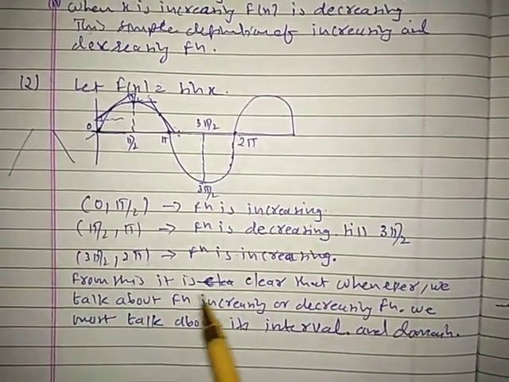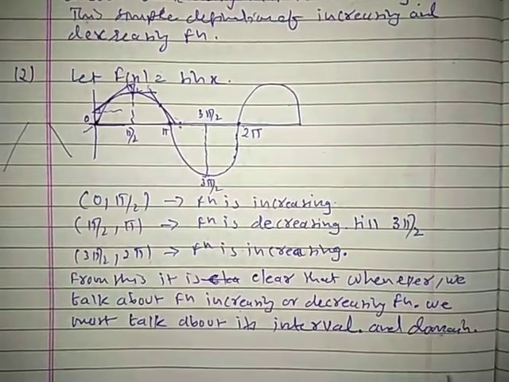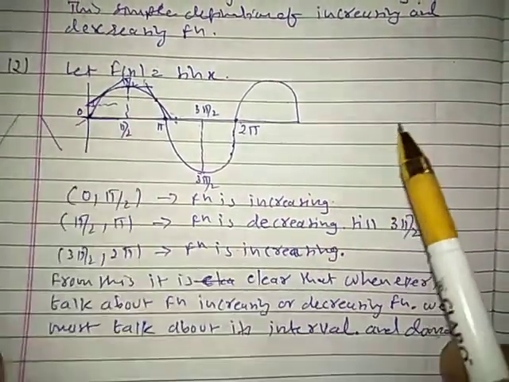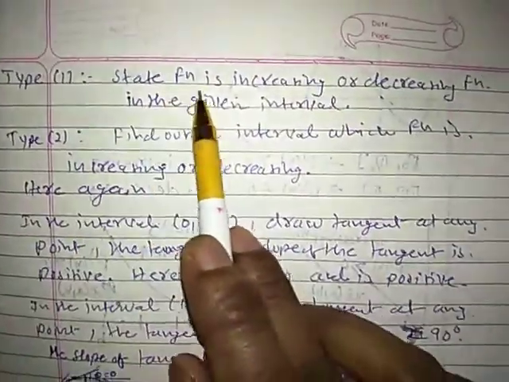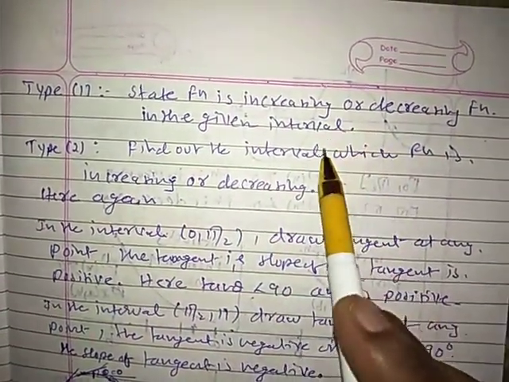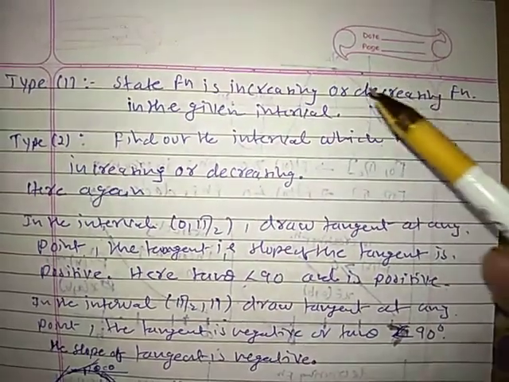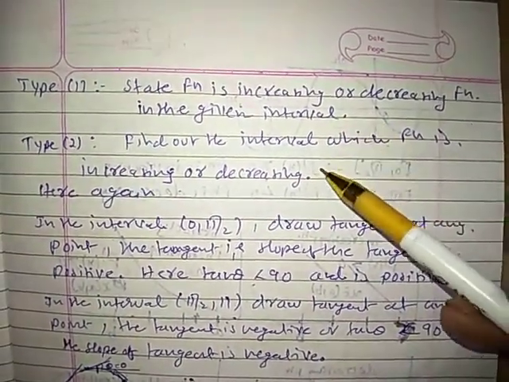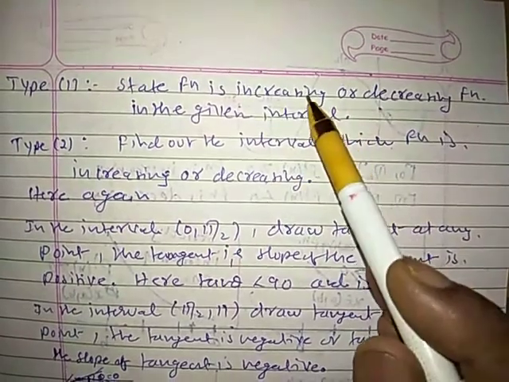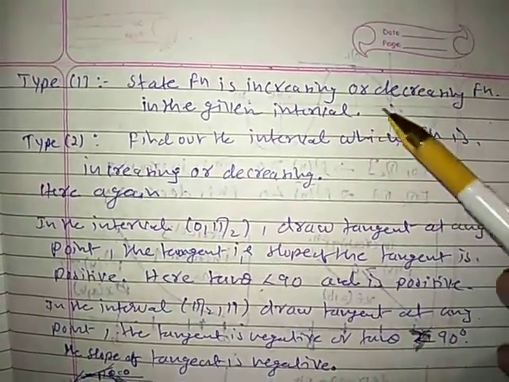So it is clear that whenever we talk about the function being increasing or decreasing, we talk about the interval and domain. Interval and domain are very important. So what type of questions can be asked in this? There are two types of questions. First, state whether the function is increasing or decreasing in a given interval. And second, it is given that the function is increasing or decreasing, and you have to find the interval in which it is so. These are the two types of questions that can be asked.